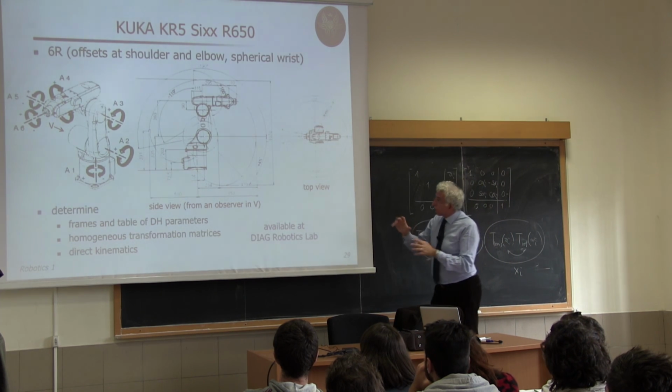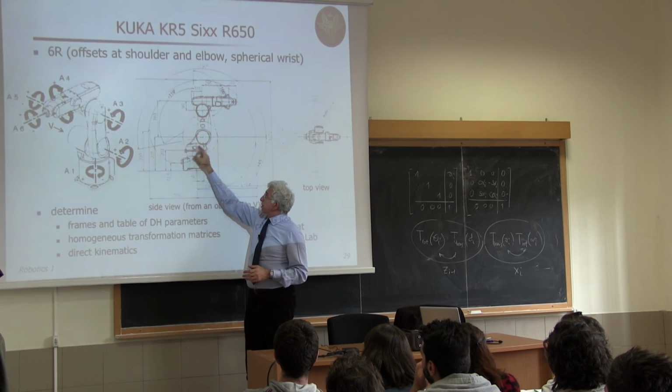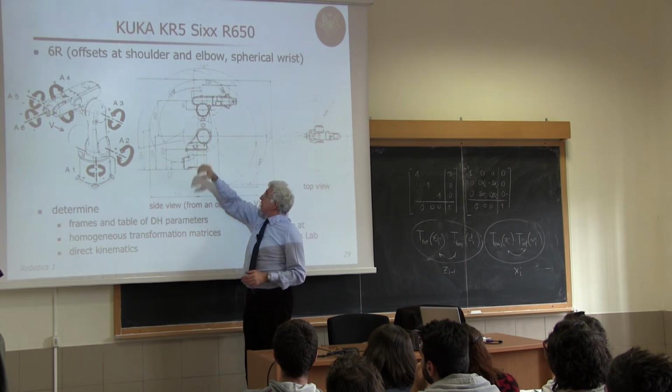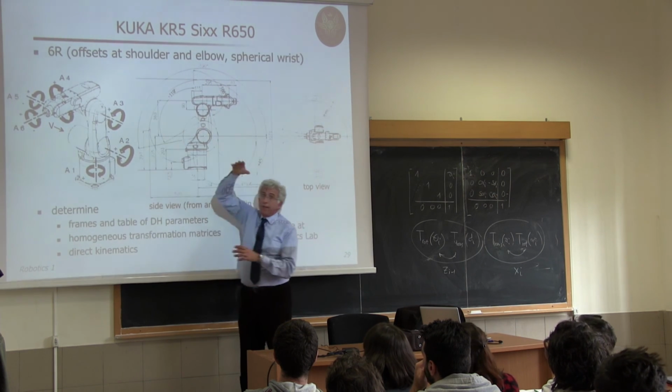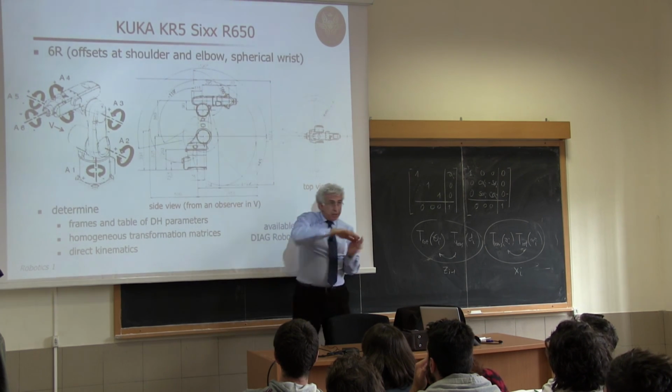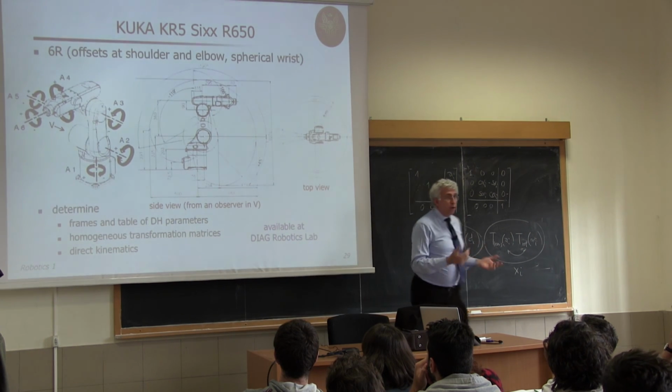Okay, why are there these offsets? Because you can place a motor here, then you can have a transmission. It's convenient to have this displaced. And similarly here, you have a motor, and then you have some internal gearing so that you transfer the motion to the following links and so on and so on.